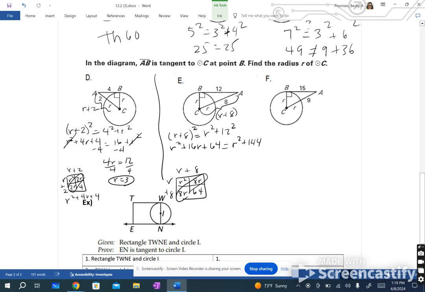Hey guys, again, the r squareds cancel out, which is really nice. Subtract the 64. Okay, so that's, I believe, 80. Let me get my calculator back out. And 80 divided by 16 is 5.